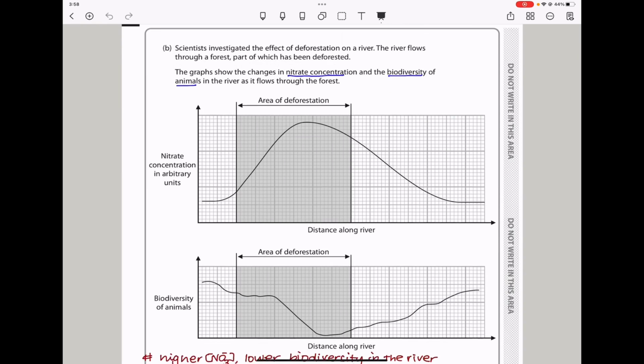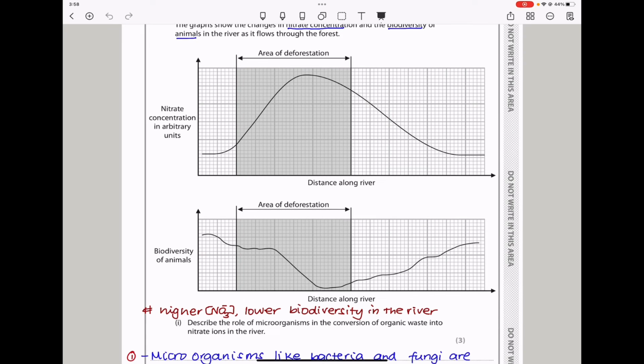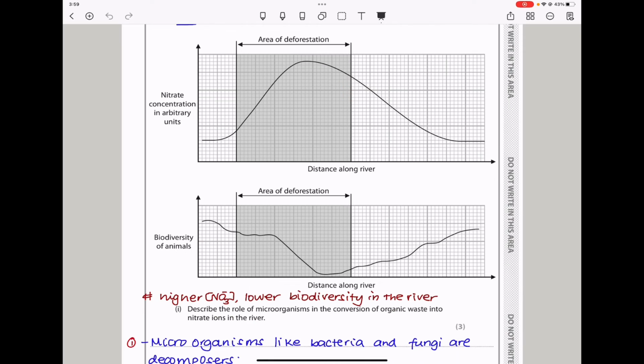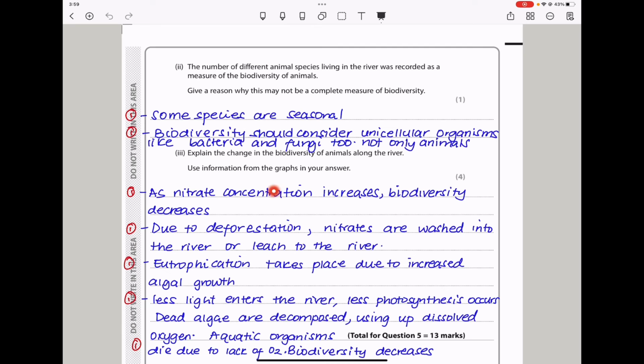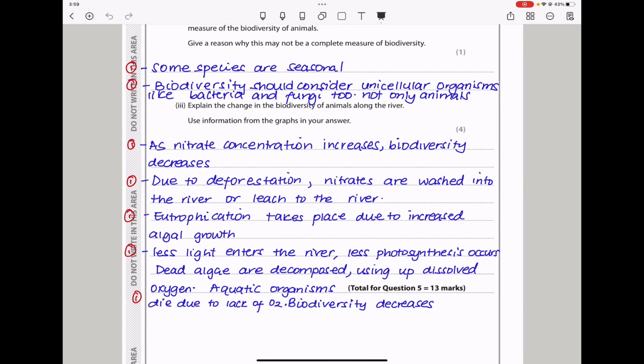I want to go back here. We can see from the area where deforestation has occurred, the nitrate concentration is increasing. And the increase in nitrate concentration correlates with a decrease in biodiversity of animals. This could be due to eutrophication within the river. So I said, as nitrate concentration increases, biodiversity decreases.